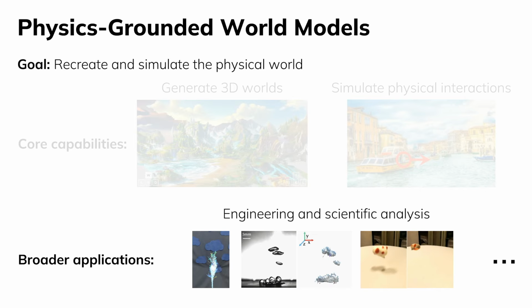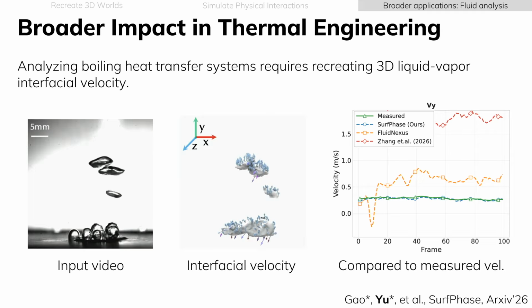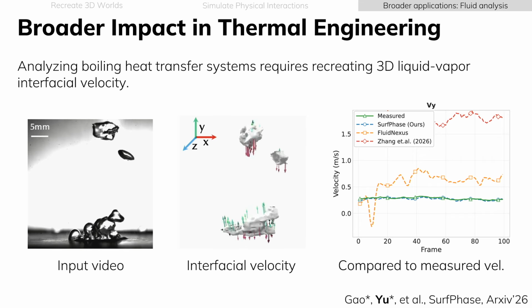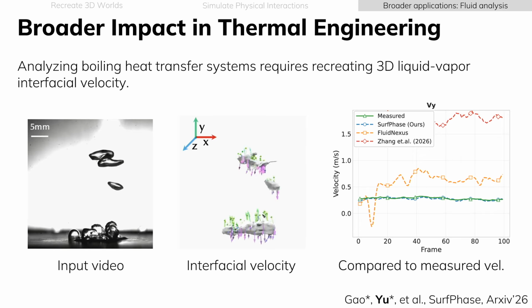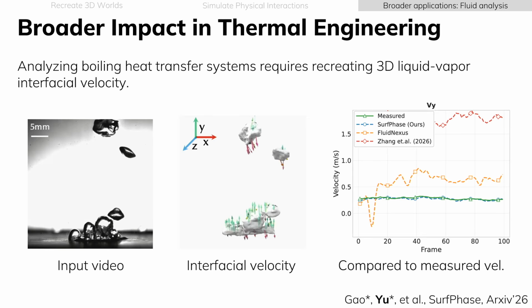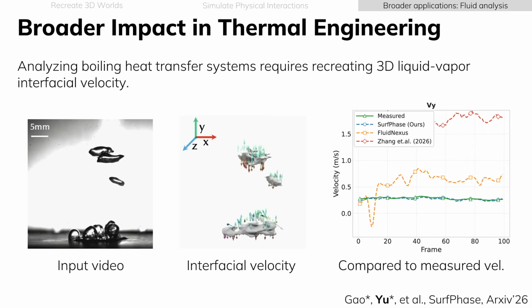So let me replay this video. Okay, so we extend Fluid Nexus to work with two-phase flow and to reconstruct these properties from only videos. Now here I'm showing a visualization of the estimated interfacial velocity of a boiling process.